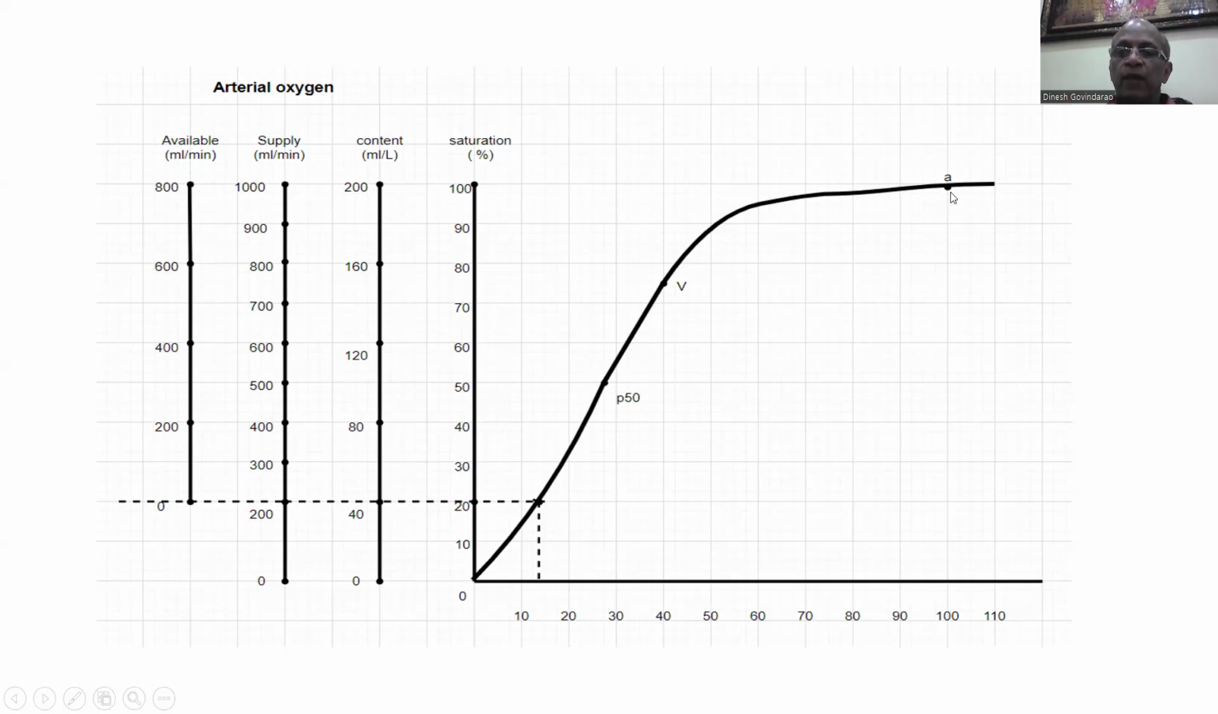At the arterial point, the saturation is almost 97 to 98%, represented on the y-axis, and the partial pressure of oxygen is 100 millimeters of mercury. And coming to the venous point, the saturation is about 75%, and the partial pressure of oxygen in the veins is 40 millimeters of mercury. The other 3 y-axes represent the content of oxygen in ml per liter, the supply of oxygen depending on the cardiac output, and the available oxygen. It is worthy to note that the last 200 ml of oxygen cannot be extracted from the hemoglobin because it will lead to structural damage of hemoglobin.